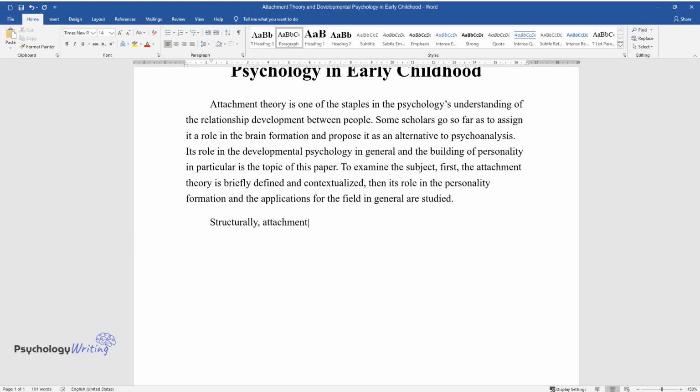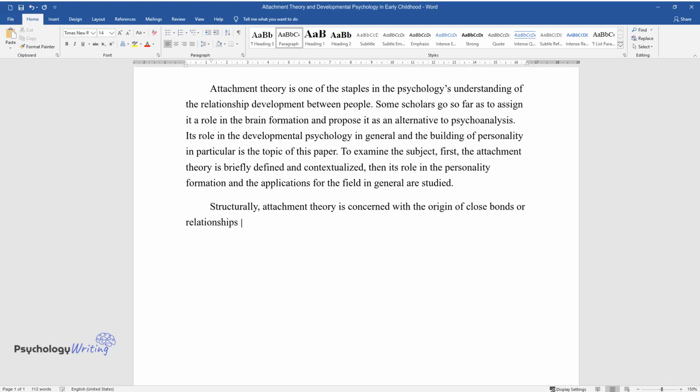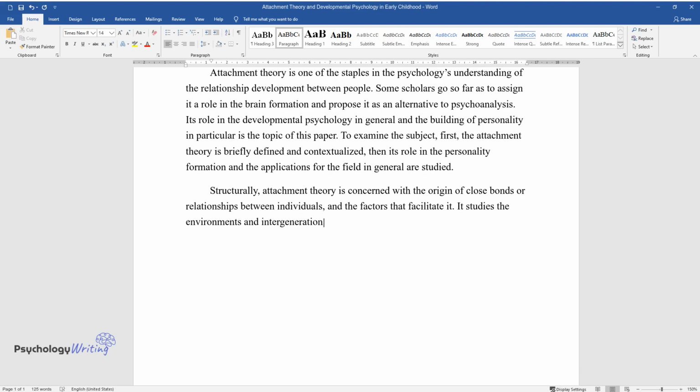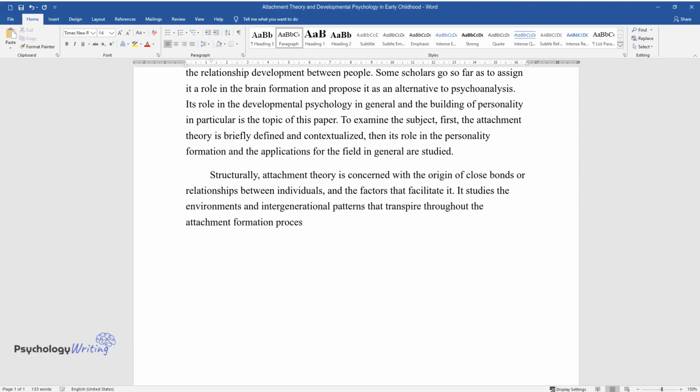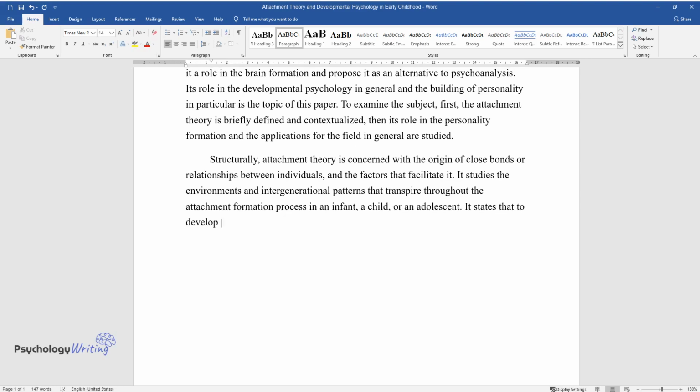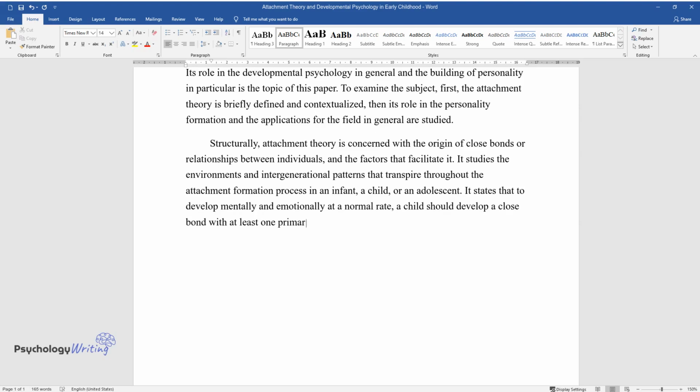Structurally, attachment theory is concerned with the origin of close bonds or relationships between individuals, and the factors that facilitate it. It studies the environments and intergenerational patterns that transpire throughout the attachment formation process in an infant, a child, or an adolescent. It states that to develop mentally and emotionally at a normal rate, a child should develop a close bond with at least one primary caregiver.